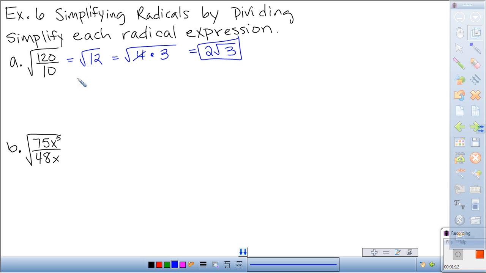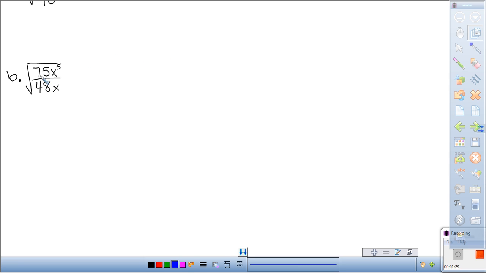And if you want to check to see if your answers are right, you can do this with any of them that don't have a variable. Put this in your calculator, the square root of 120 divided by 10. Then put 2 square roots of 3 in your calculator and just see if they're the same answer. If you get the same answer, you know you did it correctly. If you don't, then you made a mistake somewhere. Let's try that same thing with this next one.